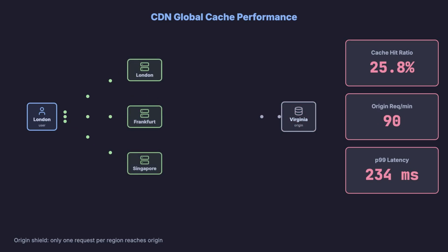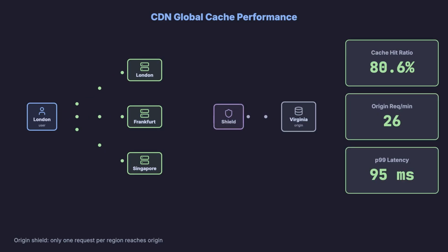The very first request for each object is a cache miss, but after that, the hit ratio soars above 98%. Origin shielding pushes it even higher. Only one request per region ever reaches origin before the shield caches it. The origin now handles a tiny fraction of the load, and P99 latency drops from 300 milliseconds to around 50.